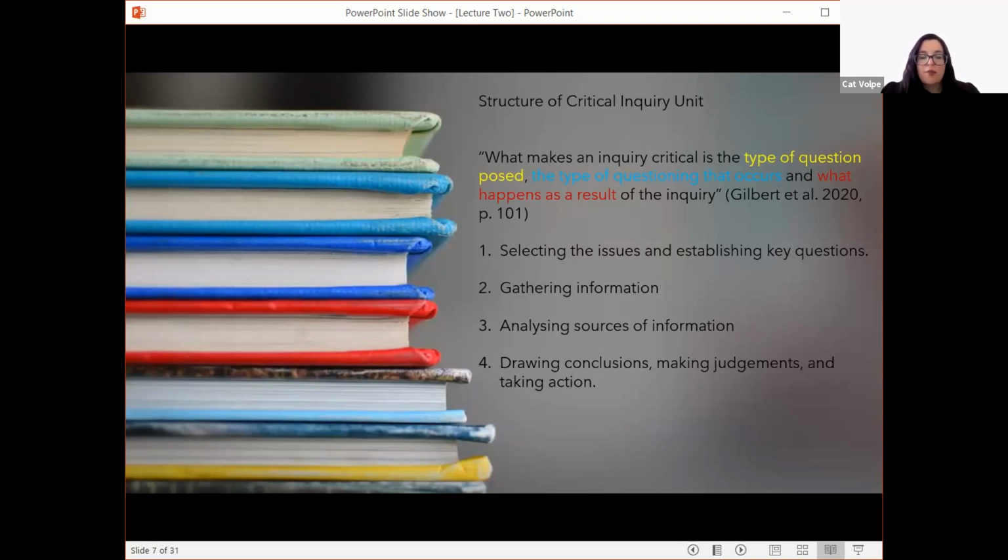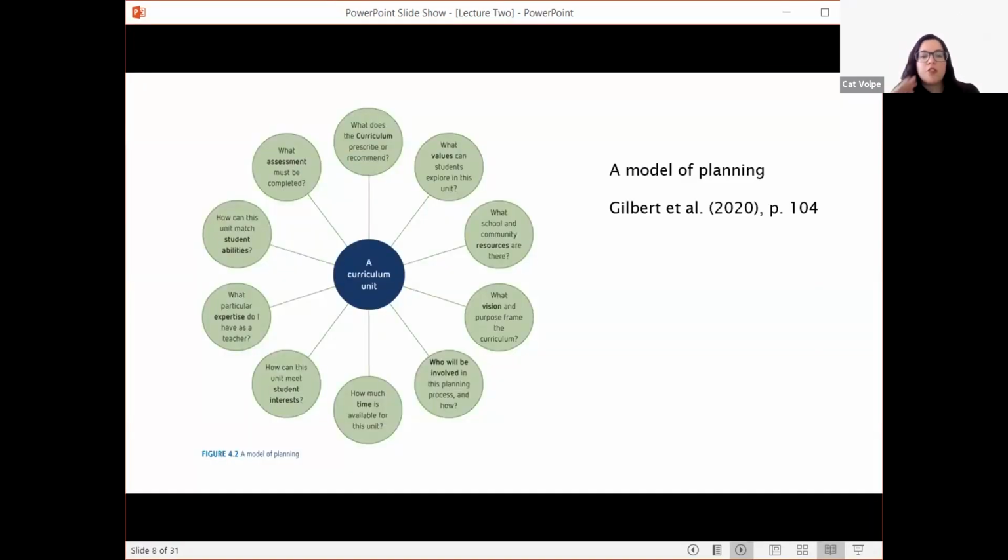So there's four main parts of a critical inquiry unit or sequence, where you are establishing key questions. So you've selected the issue that's going to be investigated and creating questions, gathering the information in order to answer those questions, analyzing the data, the information that's been gathered, and drawing conclusions, making judgments, and then also taking action. So this is just a model of planning, just to build on what I just mentioned before. These are all the things that you need to be thinking about as you are designing a unit of work.